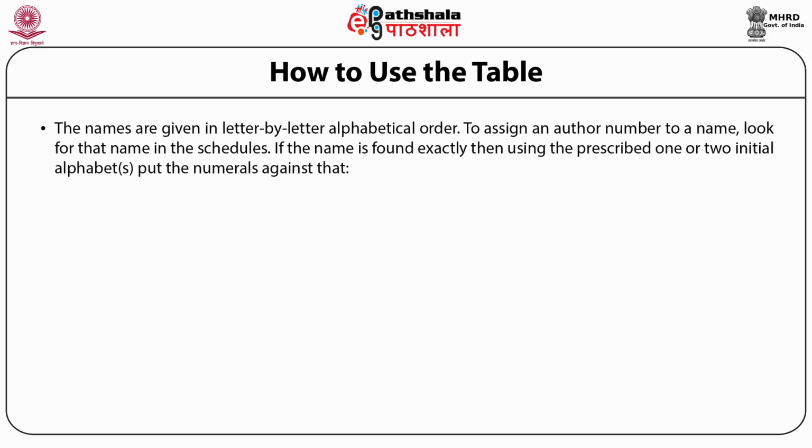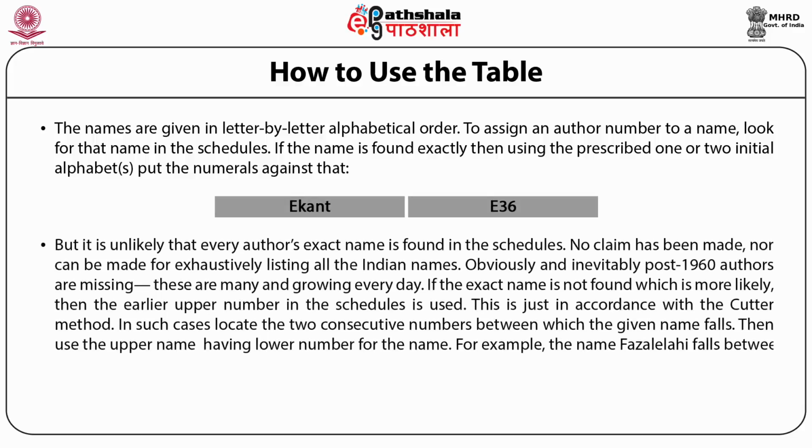The operational manual, that is how to use the table. The names are given in letter by letter alphabetical order. To assign an author number to a name, look for that name in the schedules alphabetically. If the name is found exactly, then using the prescribed 1 or 2 initial alphabets, put the numerals against that. For example, Ekant E36. But in the majority of cases, the exact name is not found in the schedules.